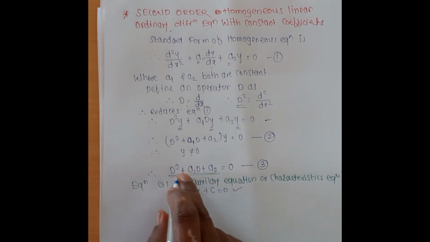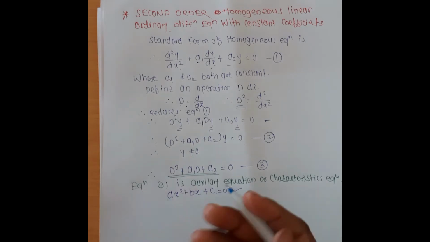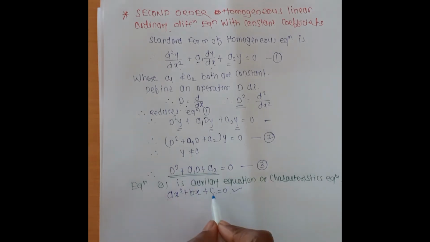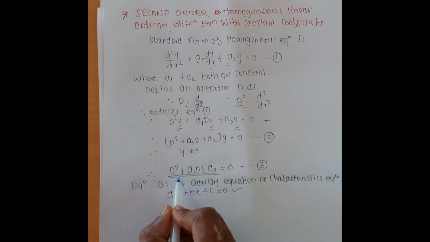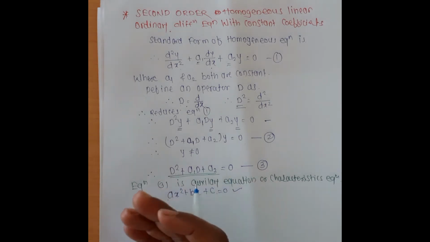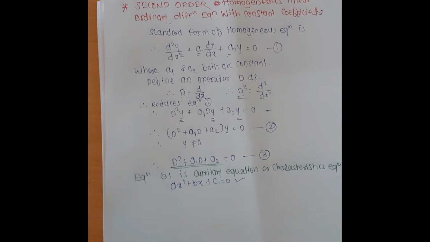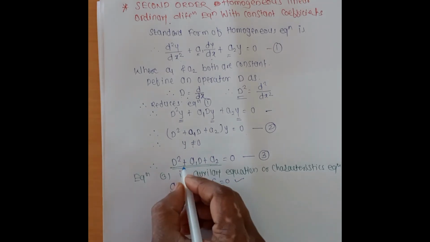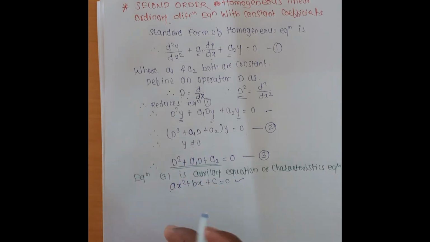Now this equation is also of this form, but instead of x square, here is d square. a, b, c are some constants and have some values. So here b is a1 and c is a2. That's why this equation number 3 is called an ordinary auxiliary equation or characteristic equation, because it represents some characteristics like a, b, c. Now its roots are found by the method of factorization. So we find the roots of these equations by the factorization method.